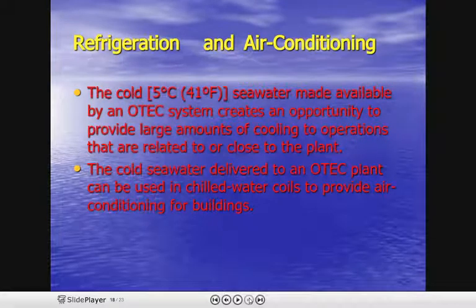Now the refrigeration and the air conditioning. The cold seawater, at a temperature of 5 degrees centigrade or 41 degrees Fahrenheit, made available by an OTEC system creates an opportunity to provide large amounts of cooling to operations that are related to or close to the plant. The cold seawater delivered to an OTEC plant can be used in chilled water to provide air conditioning for buildings.